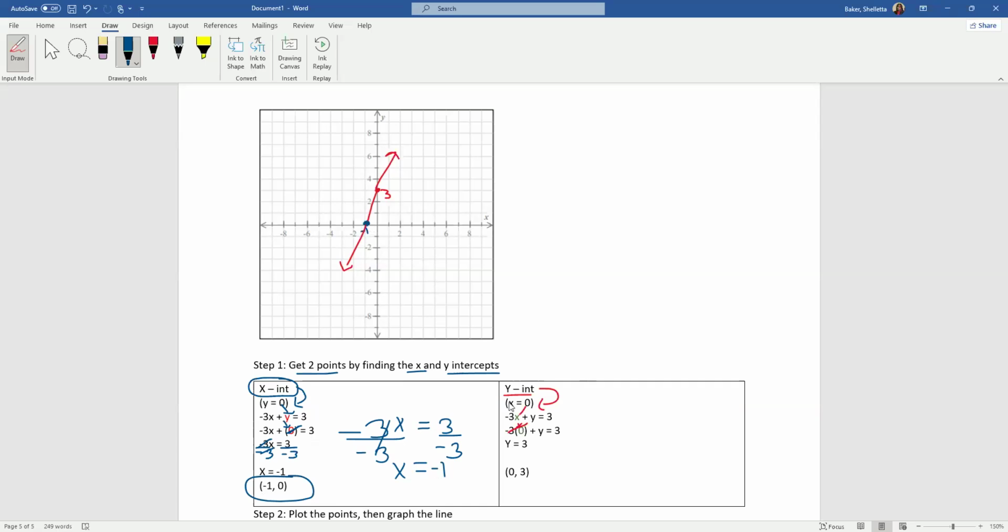To get the second point, our y-intercept, we're substituting 0 for x. So that becomes -3 times 0 plus y equals 3. We're left with y equals 3. So that second ordered pair is 0, 3. We plot that point right here on the y-axis and then connect them to create the graph of the line.